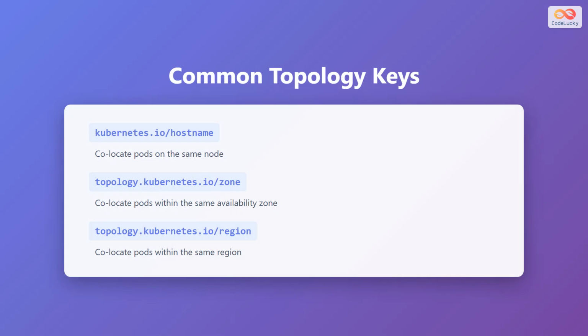Let's review the most common topology keys you'll use in production. kubernetes.io/hostname co-locates pods on the exact same node. topology.kubernetes.io/zone co-locates pods within the same availability zone, which is useful for reducing latency while maintaining some fault tolerance. And topology.kubernetes.io/region co-locates pods within the same geographic region, which is helpful for data residency requirements and reducing cross-region network costs.